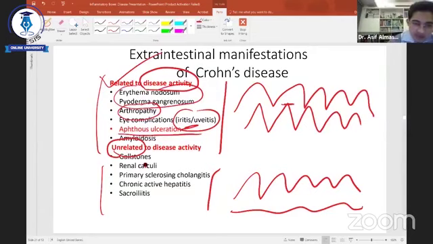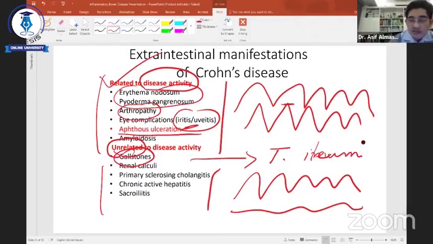Why are there gallstones? Very simple, because the terminal ileum is involved. As a result, most of the bile salts are not absorbed. The bile salts cannot be absorbed. Discuss why it looks like a snake.